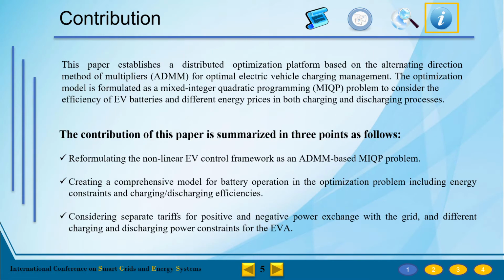This paper established a distributed optimization platform based on the alternative direction method of multipliers for optimal electric vehicle charging management, and we have used MIQP model to cover the charging and discharging constraints. The contribution of this paper is 3 points: to formulating the nonlinear EV coordination framework as an ADMM-based MIQP problem, creating a comprehensive model for the bus tree operation in optimization problem, including energy constraints and charging and discharging, and finally considering the symmetric charging and discharging price.